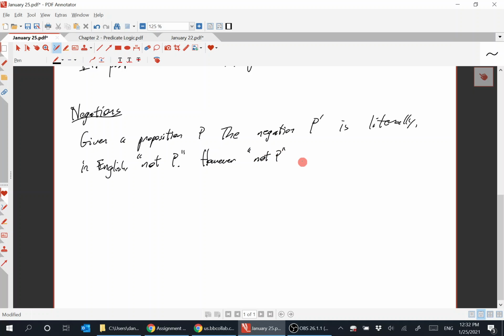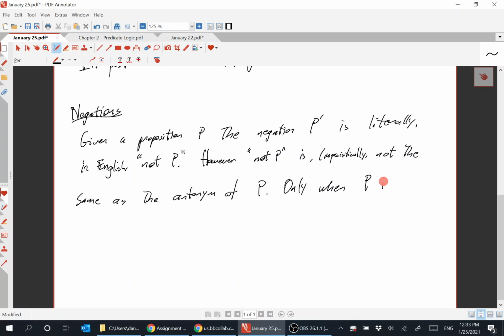Not P is linguistically not the same as the antonym of P, only when there are only two properties. When P is sort of on and off, one of two properties, is not P and the antonym of P the same thing.